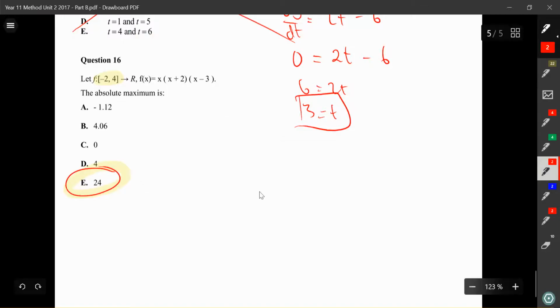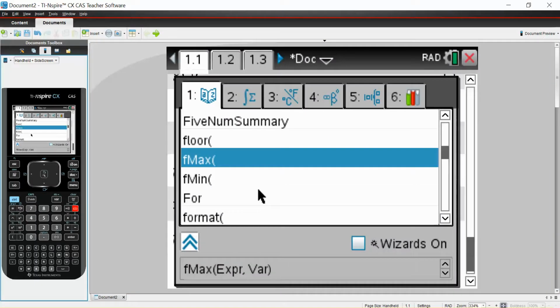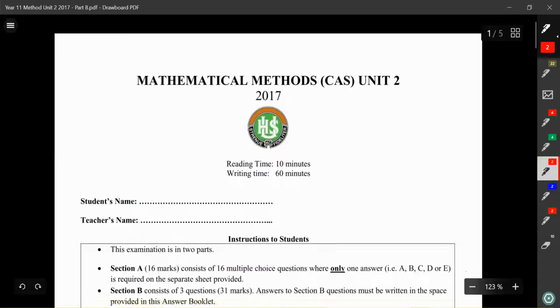So you've got fMax, fMin. That I've never taught, so it's worthwhile looking. It's in your catalog in the box. So if you go to the catalog again, press the letter F and scroll down, and you'll be able to get to fMax, fMin. Okay, but that concludes the video for multiple choice.